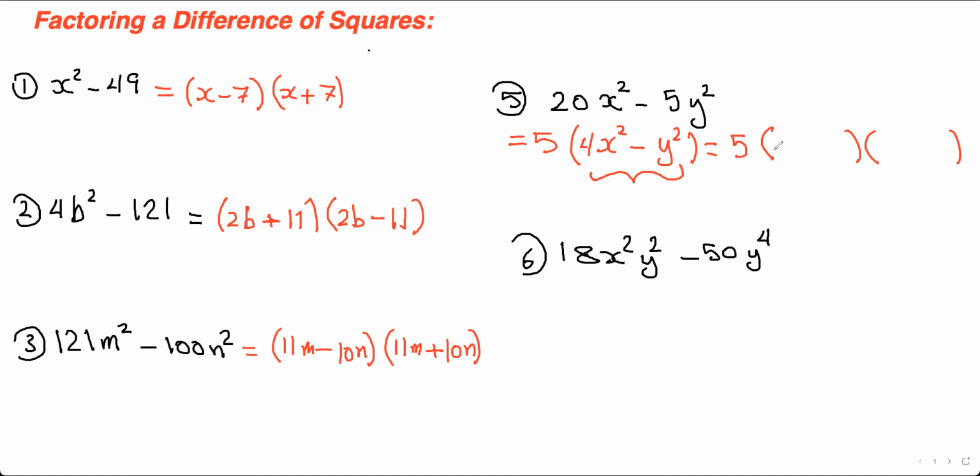So the square root of 4x squared is 2x. So you put 2x here and 2x there. Again, you make 1 minus, 1 plus. And the square root of y squared is y. So you get y here and y there.